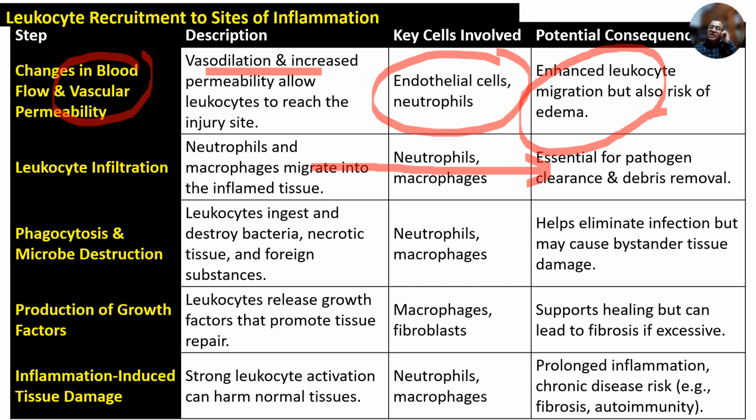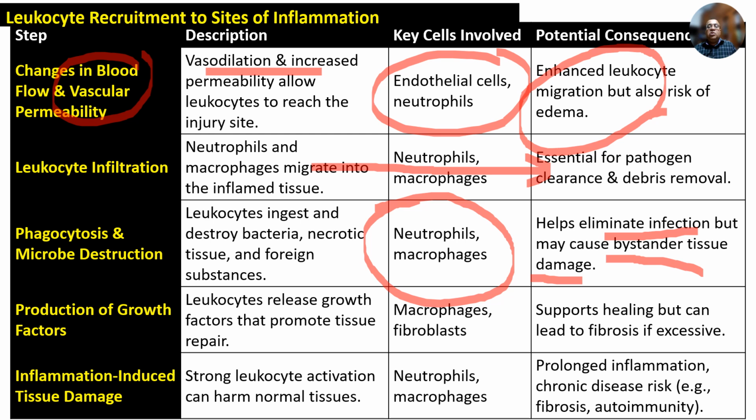After that, the leukocytes ingest and destroy bacteria, necrotic tissue, and foreign substances. The major key players are neutrophils and macrophages, and this eliminates the infection, but there is accompanying tissue damage.